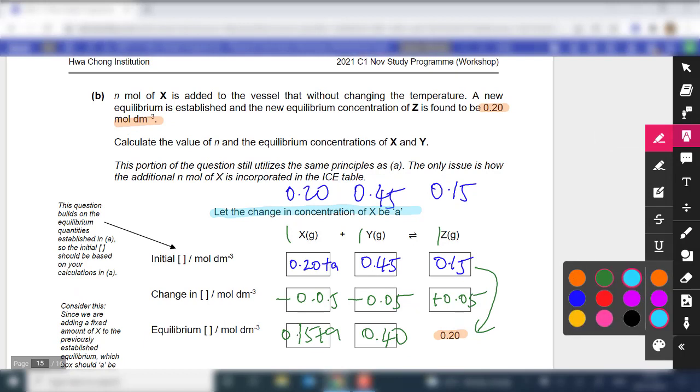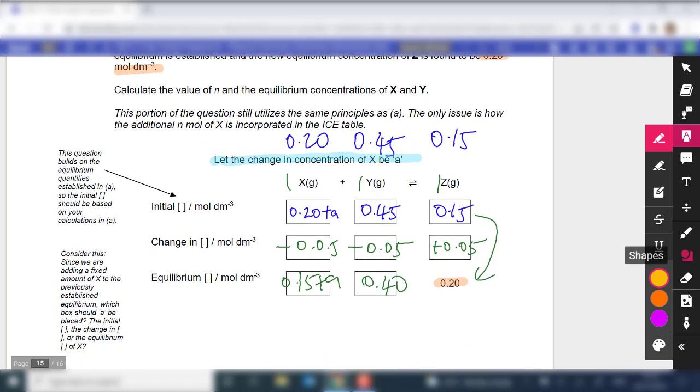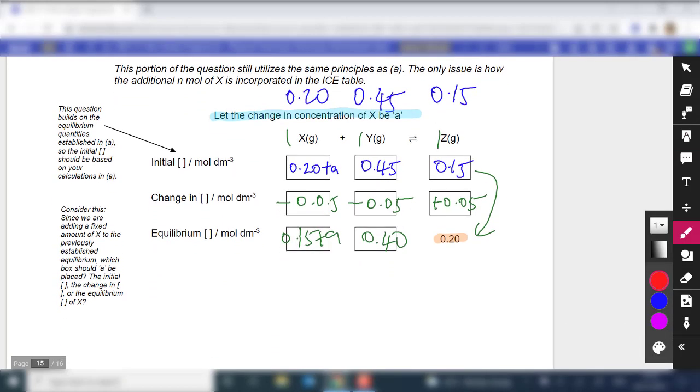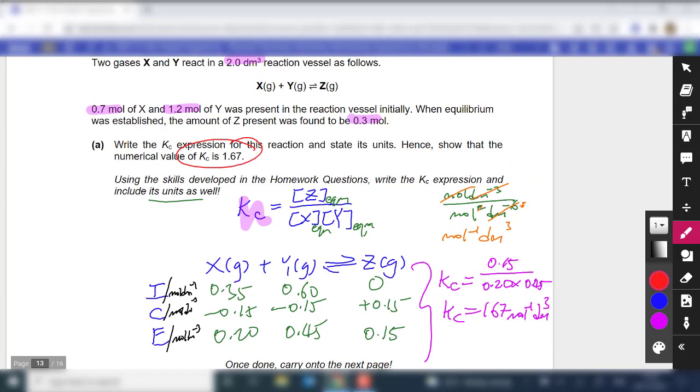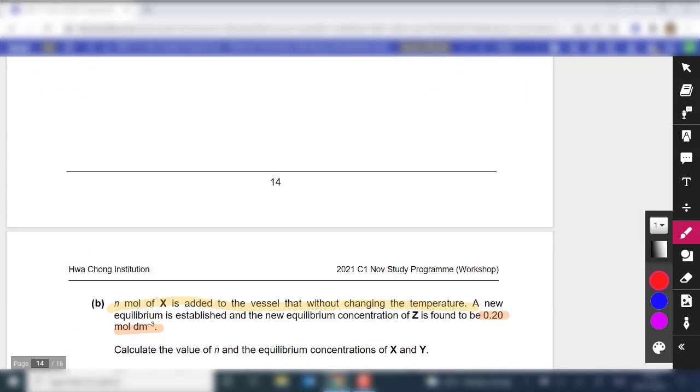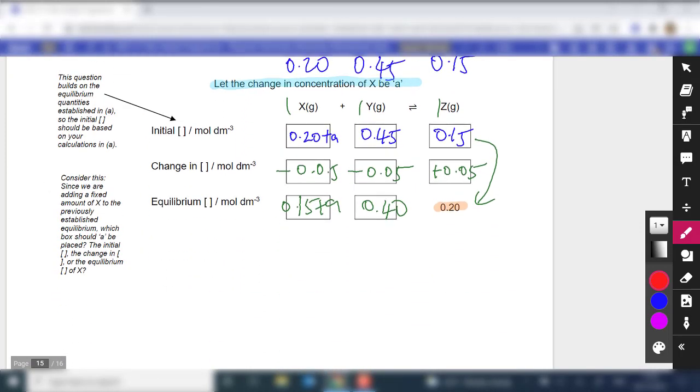Okay, and remember that the question mentioned that this is being added without changing the temperature. Very important, huh? Without changing the temperature. This is the super important part. Because they did not change the temperature, what do we need to do? We don't have to do much. What we know is that equilibrium constant Kc is a temperature dependent variable. And because it's a temperature dependent variable, what you're going to end up with is that you're going to write out the equilibrium expression again. So this will be 0.20 divided by 0.15 plus A, multiplied by 0.40. And then this whole thing will equate to Kc, which is 1.67.